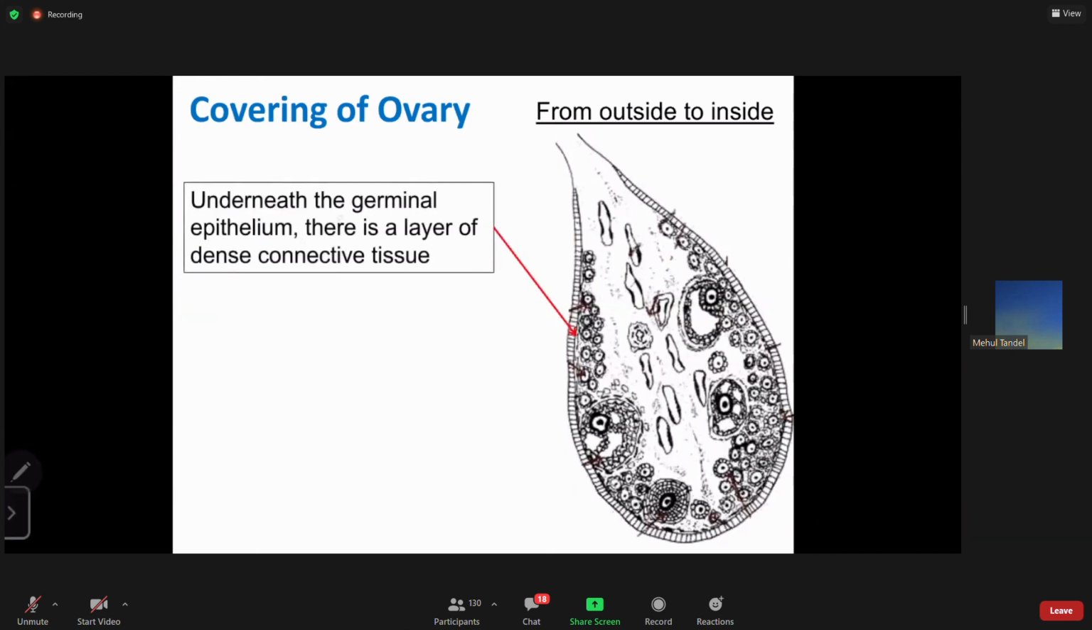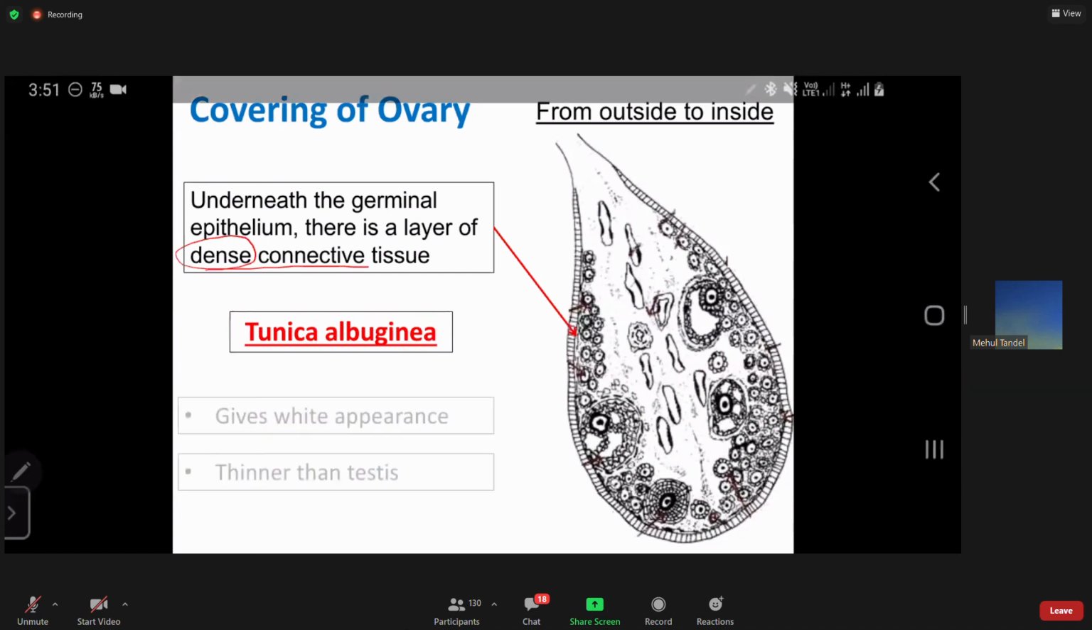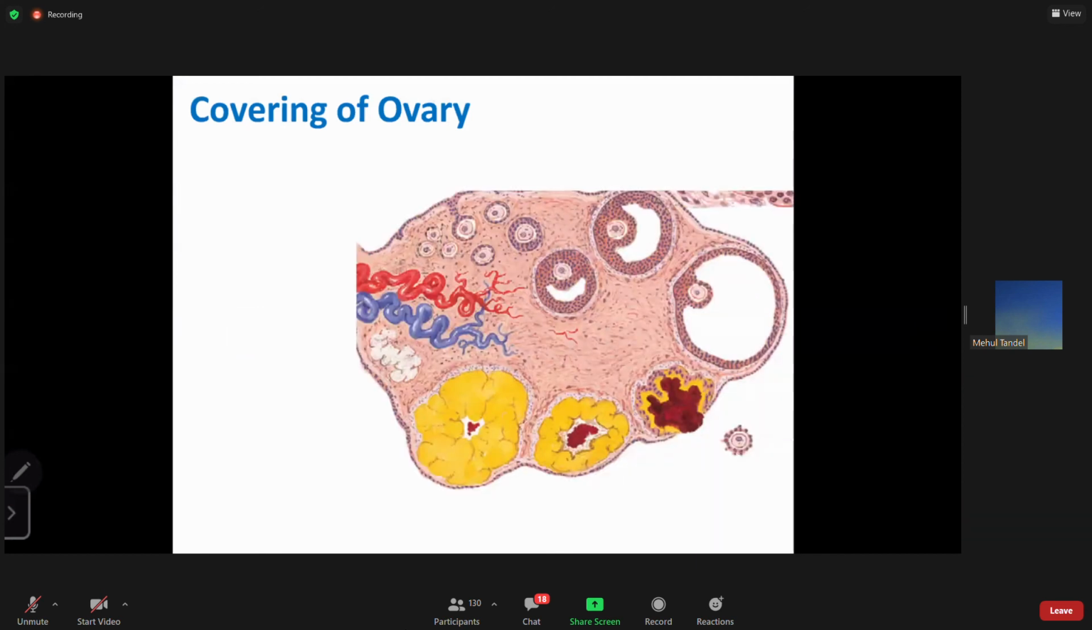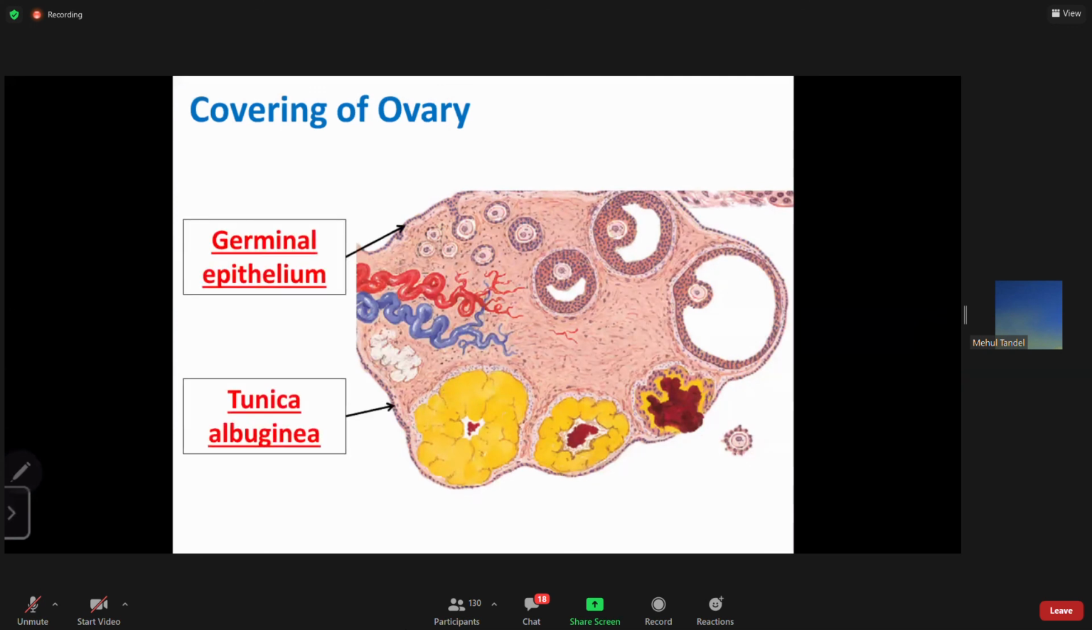Under the epithelium, there is a layer of dense connective tissue known as tunica albuginea. Just like in the testis, testis में भी होता है ये tunica albuginea. It gives the white appearance and it is thinner than in the testis. Tunica albuginea of testis is very thick. So remember, just beneath the epithelium there is a dense connective tissue known as tunica albuginea. Outer layer is germinal epithelium, inside it there is tunica albuginea. यहाँ पे आप clearly देख सकते हैं, germinal epithelium के अंदर ये connective tissue दिख रही है.